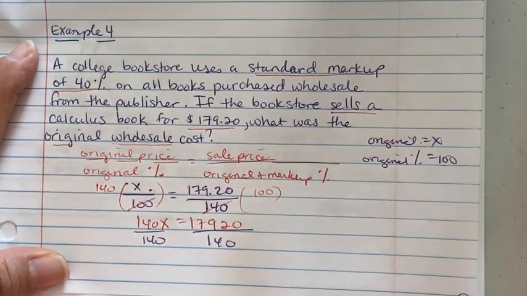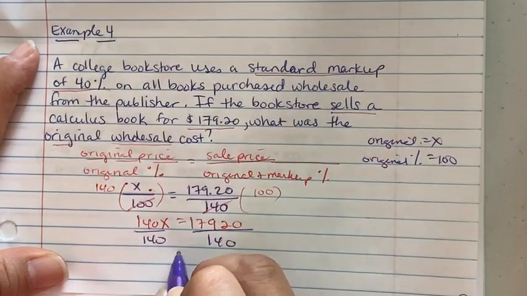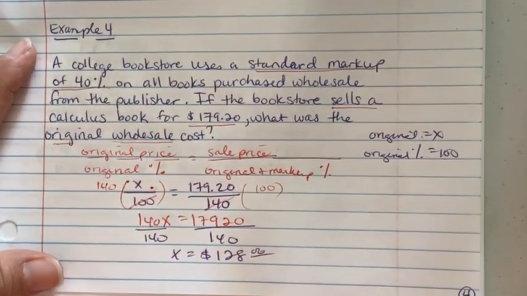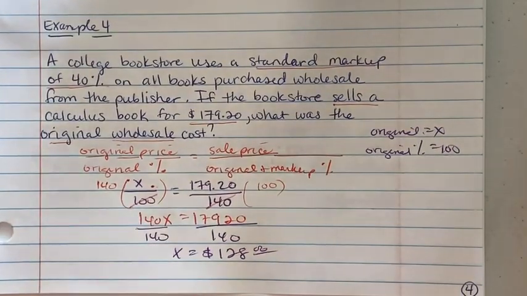So 179.20 divided by 140 gives us 128. So the calculus book was $128 before they marked it up.